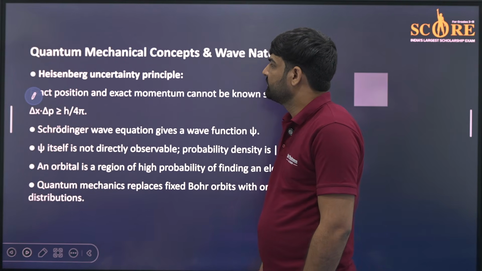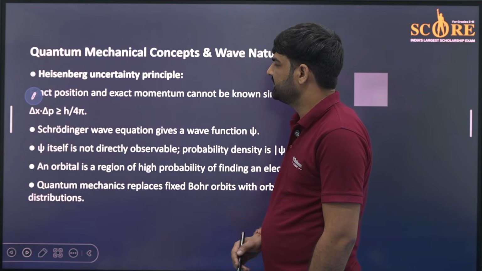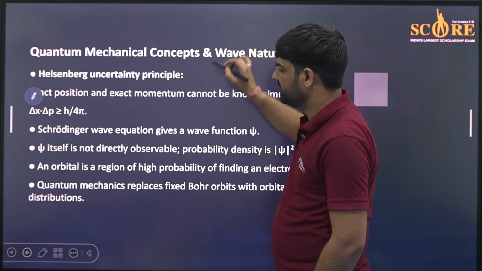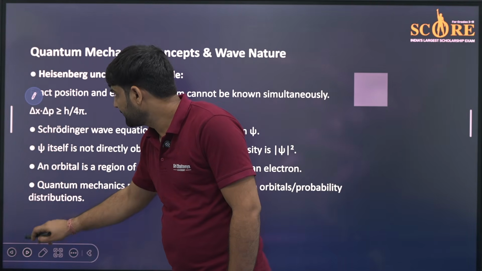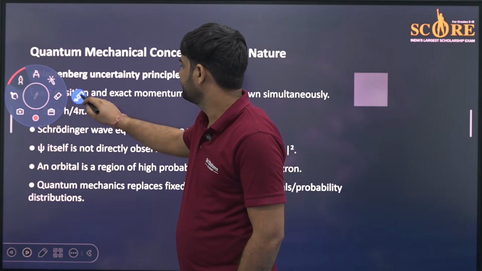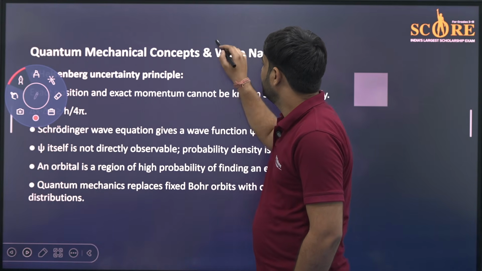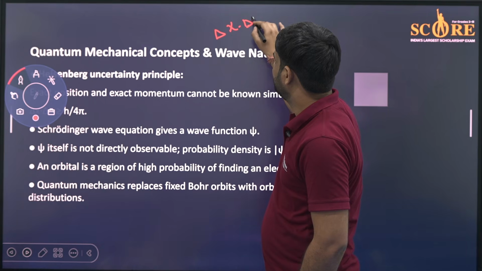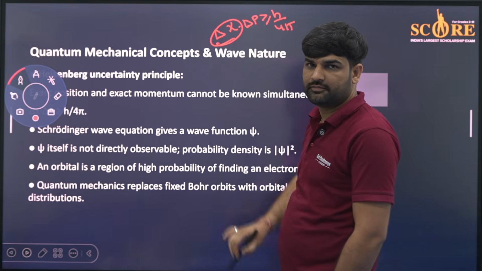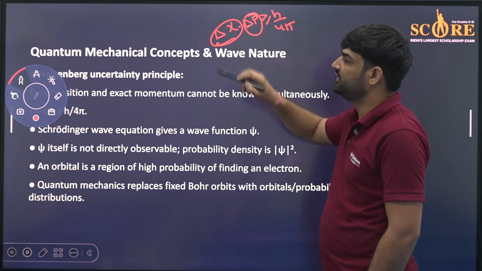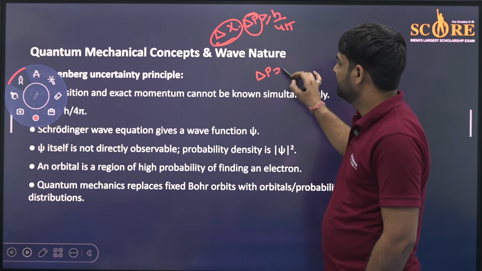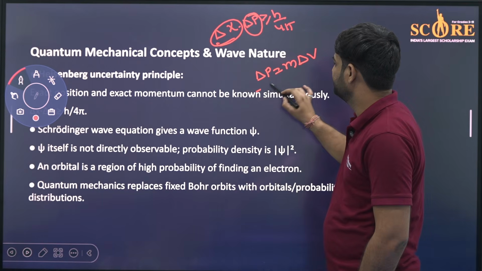Next, quantum mechanical concept, wave nature, Heisenberg's uncertainty principle. You know, delta x, delta p is greater than or equal to h upon 4 pi. This is uncertainty in position, this is uncertainty in momentum, this is the Planck constant. And delta p is m delta v.